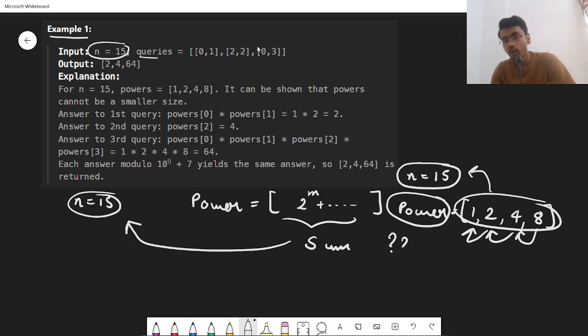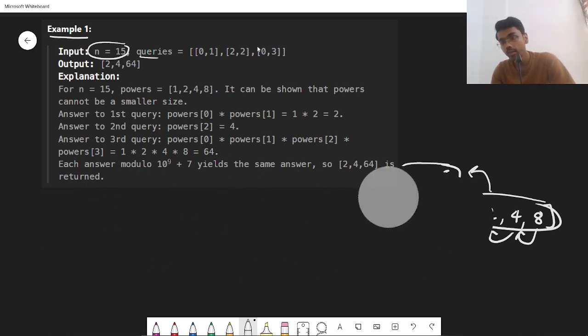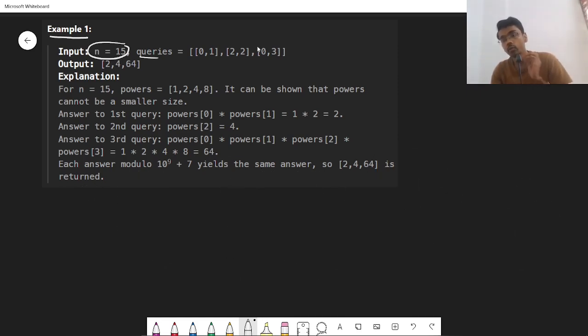But the question is, how will we actually generate it in terms of code? It is also very simple. Let me just show you. Whenever there is a question related to powers of 2, you should come up with only one thing in mind, that is binary representation. Whenever there is a question related to powers of 2, your first thought process should be in terms of binary representation. So let us think in terms of that.